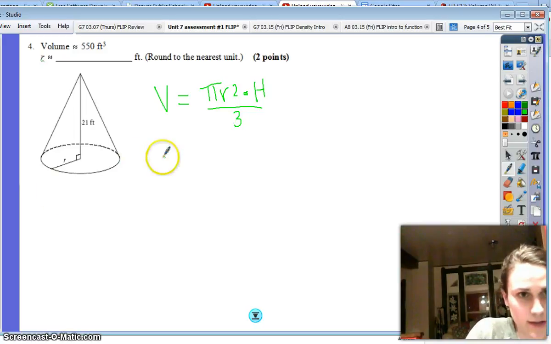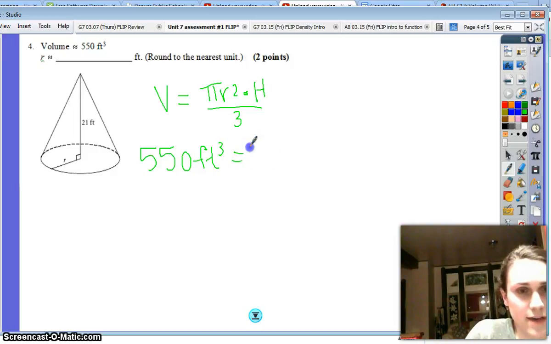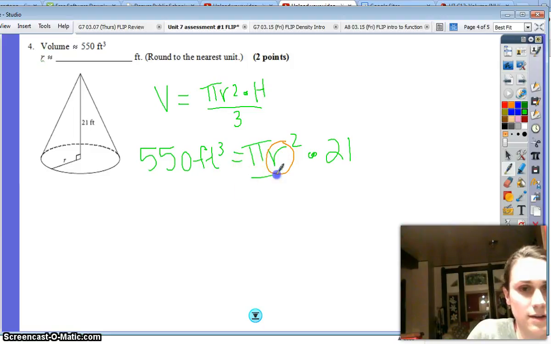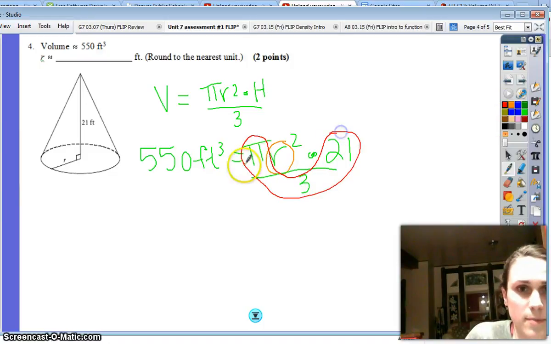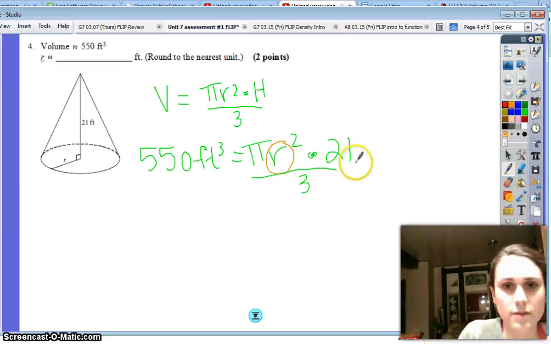So then we, in the last method, showed how we plugged in our given values. So we know that the volume is 550 cubic feet. We don't know the radius. That's what we're trying to find. Okay, we want to find this. We know that the height is 21 feet, and we're going to divide all this by 3. So what we did in the last video was we found what is the value of pi times 21 divided by 3. We're not going to do that this time. We're going to use a different method.